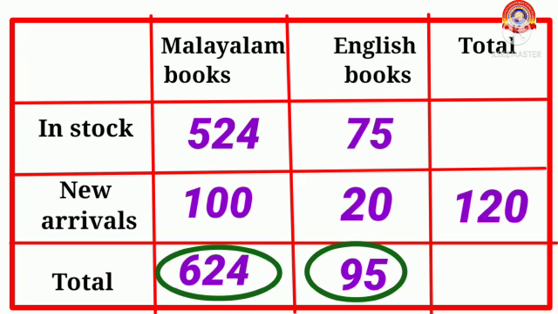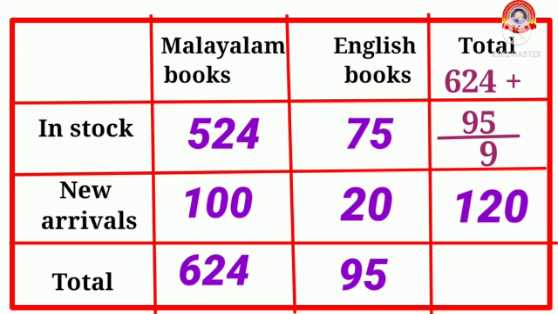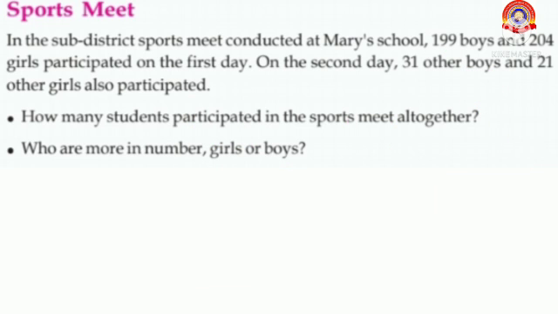Next, we have to find out the total number of books in the library. Now, there are 624 Malayalam books and 95 English books. So, to find the total number of books, add these together. That is 624 plus 95. 4 plus 5, 9. 2 plus 9, 11. Write 1 here, 1 carry over. 6 plus 1, 7. So children, what is the total number of books in Mary's school library including the new arrivals? Yes, 719 books.